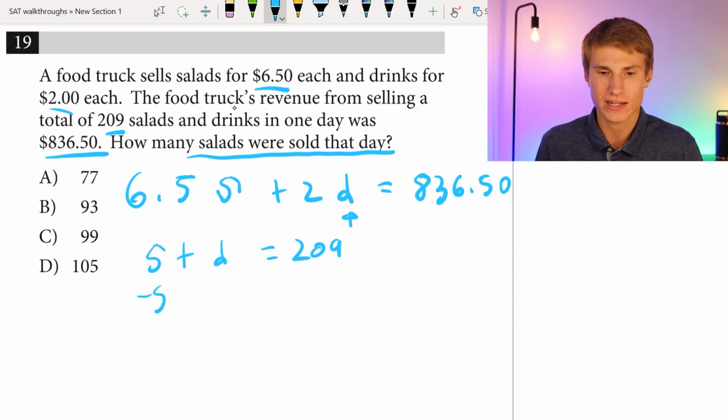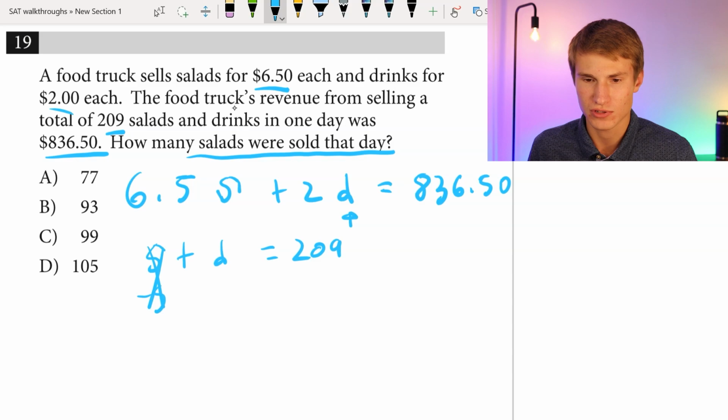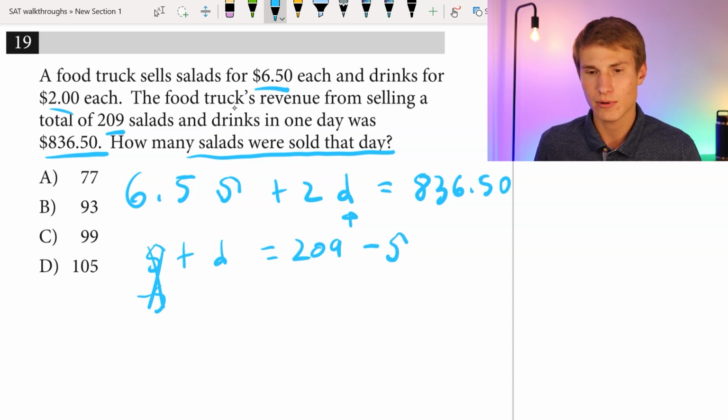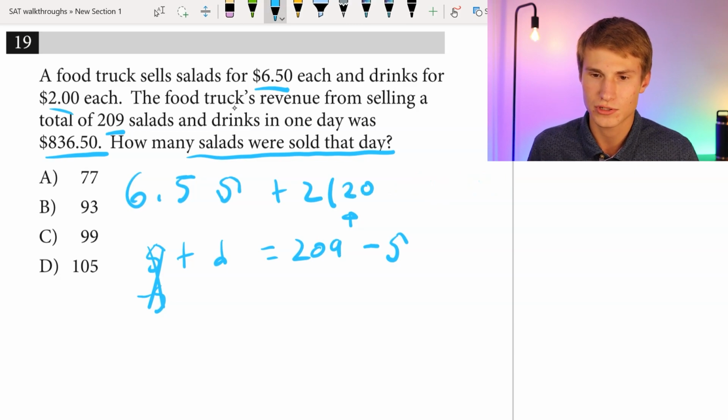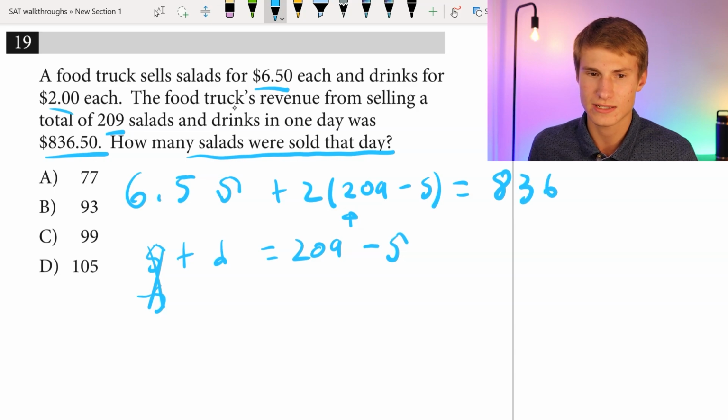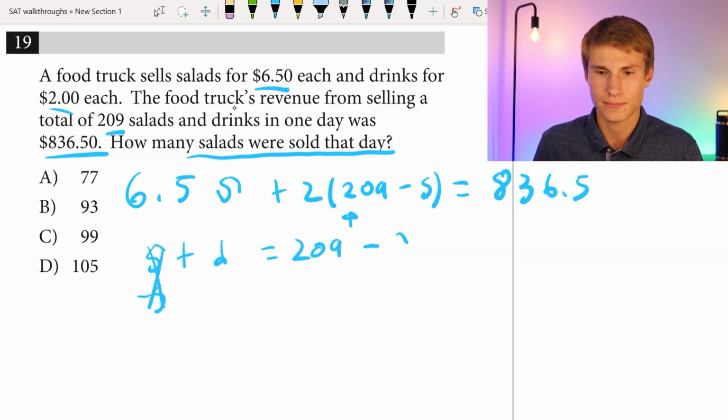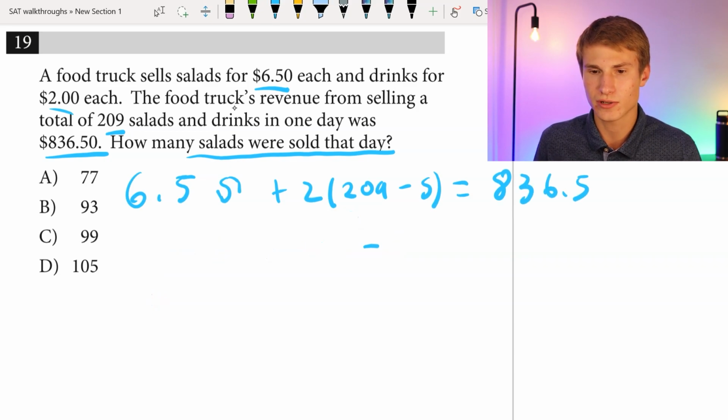All right, well, we can go ahead and subtract S from each side in this equation with 209, and we're going to have 209 minus S is equal to D. Now we can go ahead and substitute that in. So let's go ahead and do that. So instead of D, we're going to have 209 minus S. So I'm going to go ahead and move all this over. So I have 2 times 209 minus S, and that's going to equal 836.5. All right, so from here, we can just go ahead and distribute our 2.